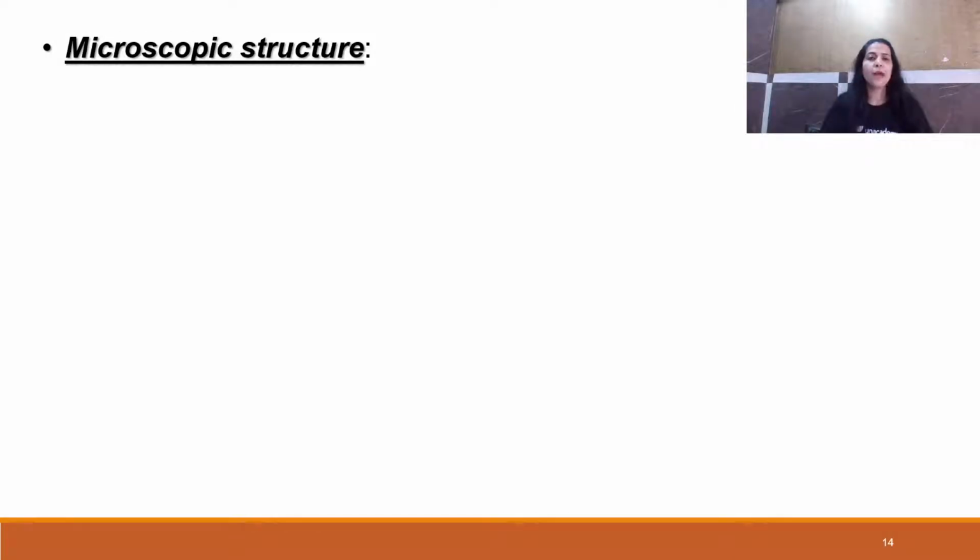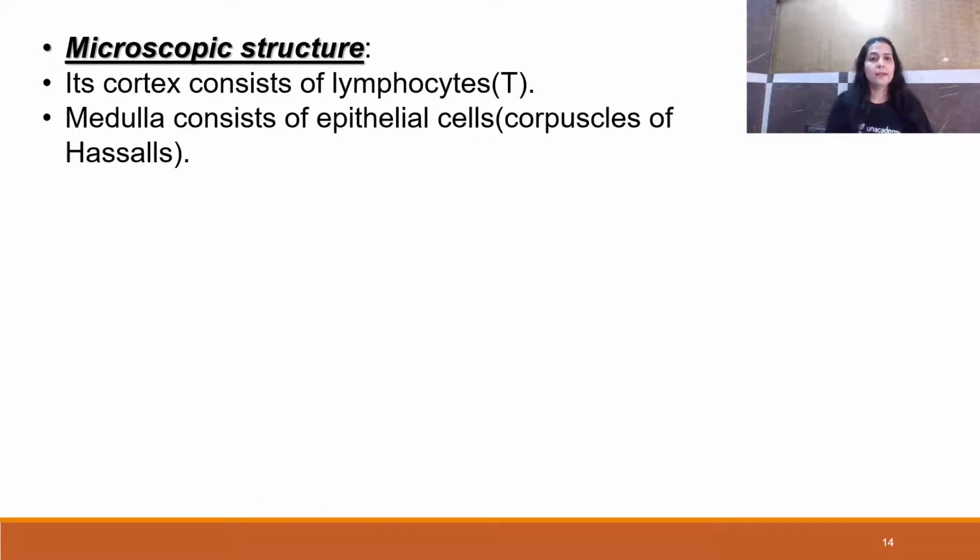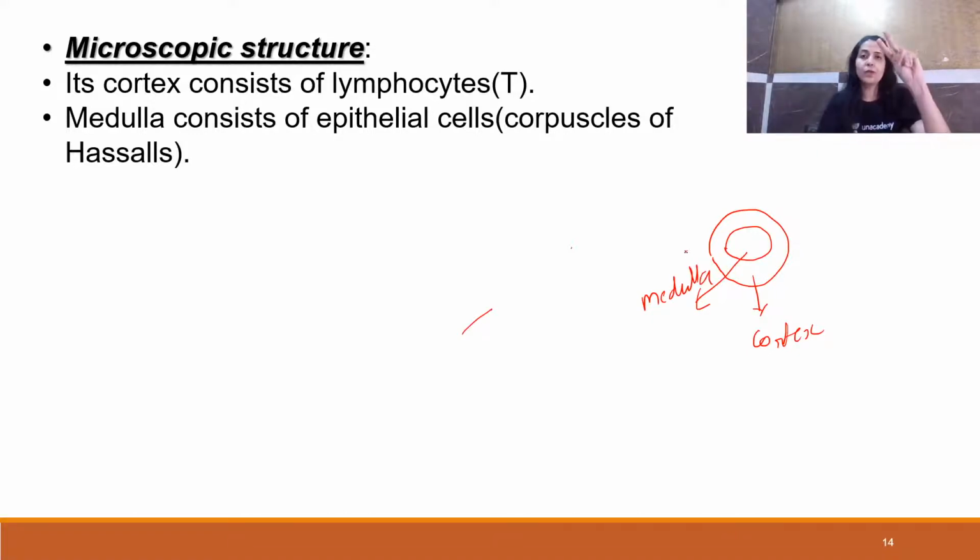All right. Now we shall look at the microscopic structure of thymus. The lobules are divided into two regions. If you look at these lobules like this, the outer part is known as cortex, and the inner part is known as medulla. So the thymus lobules are divided into two regions, outer cortex, inner medulla. All right. Now the cortex consists of a number of lymphocytes. Which lymphocytes? T lymphocytes. Right.